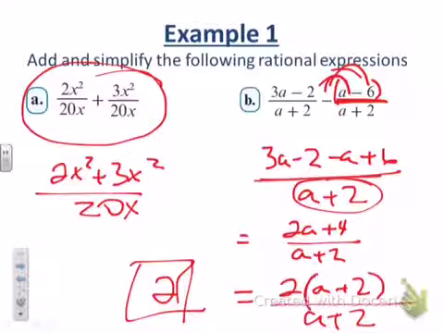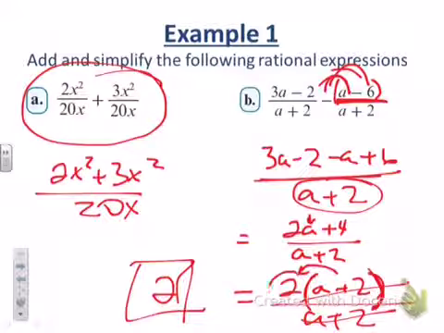Now, a plus 2 here is being multiplied, right? It's being multiplied by this 2, and so I can cancel it. Is this a being multiplied? It's a part of a term, right? You can only cancel factors. Yeah, but what is 2a? 2a is a term. You can't cancel a term or a part of a term.